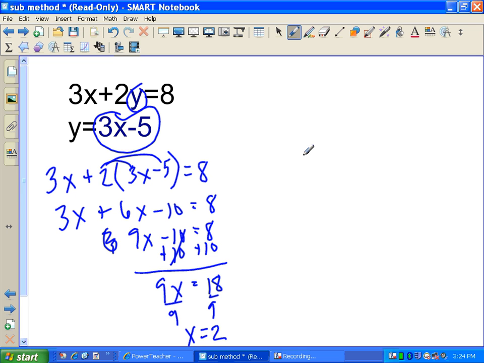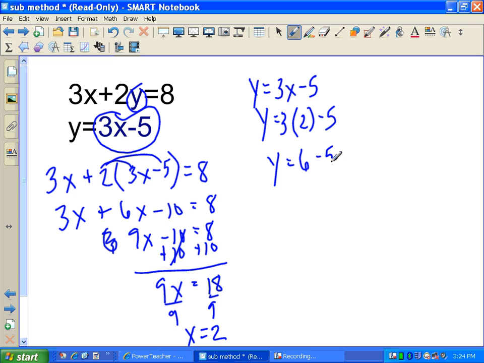Have to find an x and a y value, so we're going to come back to our y equals equation. Y equals 3x minus 5. Replace the x with what x now equals, which is 2. We're going to do 3 times 2 minus 5. Y equals 6 minus 5, or y equals 1. So we have an intersection point at 2, 1.